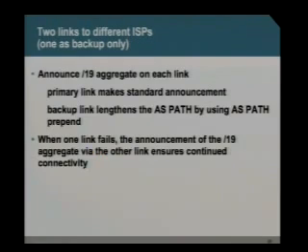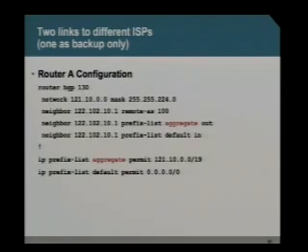And the question is, how long? Well, before we come to that, we announce the 19 aggregate on each link. Surprise, surprise. Primary link makes a standard announcement. Backup link prepends the AS path by using the AS path prepend concept. When one link fails, because you announced the aggregate, it still works. Okay? Always announce the aggregate. That's really important.